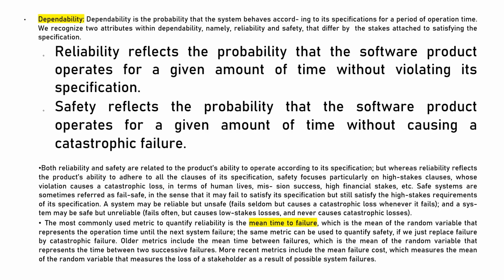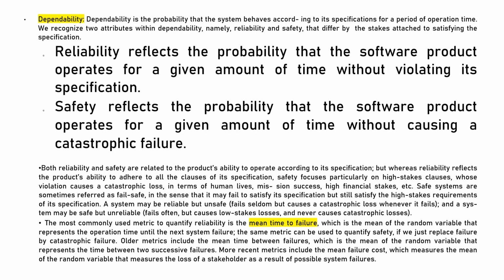Systems are sometimes referred to as fail-safe, in the sense that it may fail to satisfy its specification but still satisfy the high-stakes requirements of its specification. A system may be reliable but unsafe: it fails seldom but causes a catastrophic loss whenever it fails. And a system may be safe but unreliable: it fails often, but causes low-stakes losses, and never causes catastrophic losses.